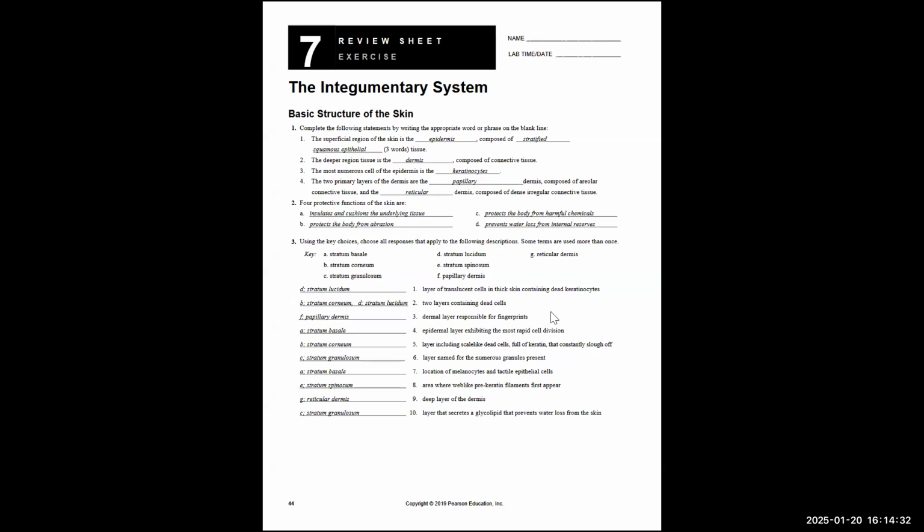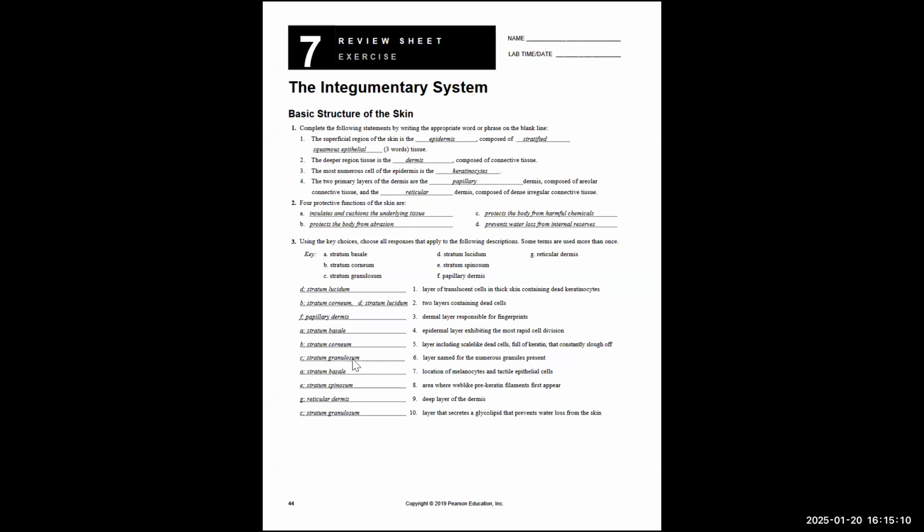3, dermal layer responsible for fingerprints. That's the papillary dermis. 4, the epidermal layer exhibiting the most rapid cell division. That's the stratum basale, or that basement layer. It makes sense that that's most rapid cell division because that's where they're coming from. 5, the layer including the scale-like dead cells full of keratin that constantly slough off. That's the stratum corneum.